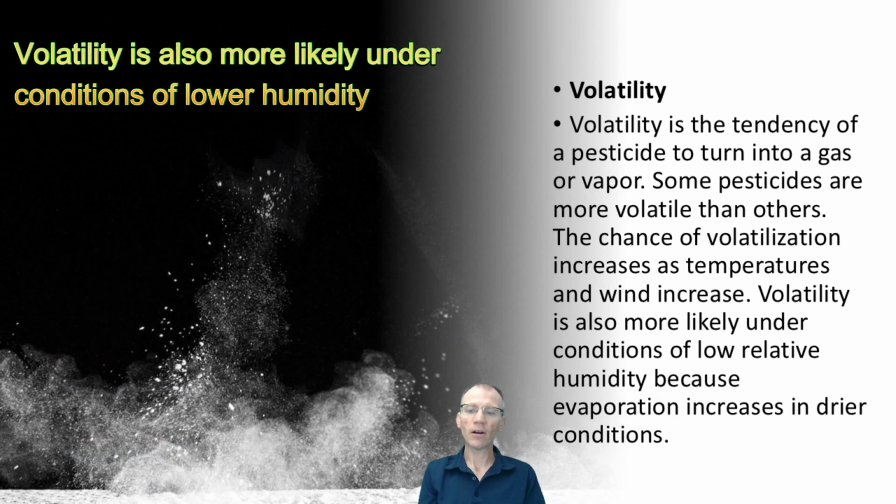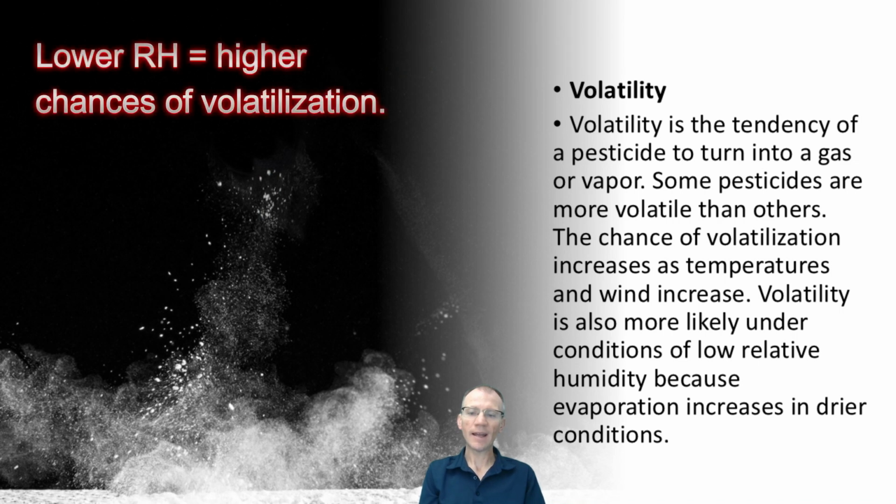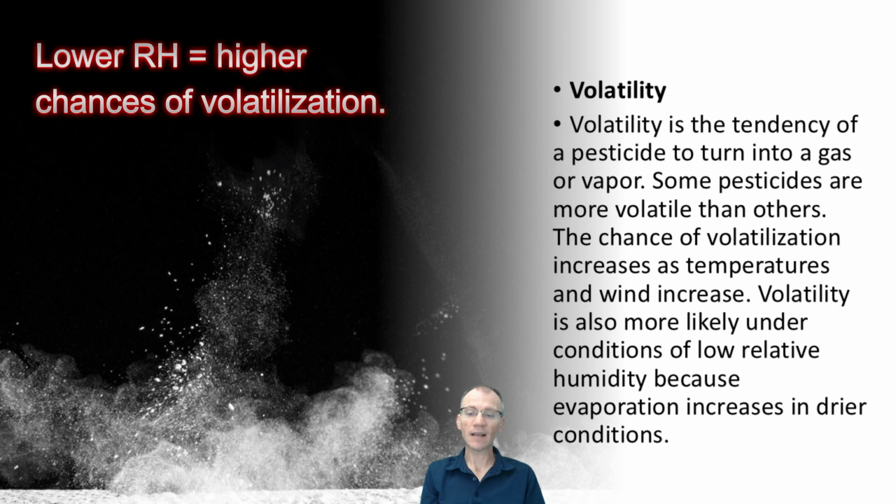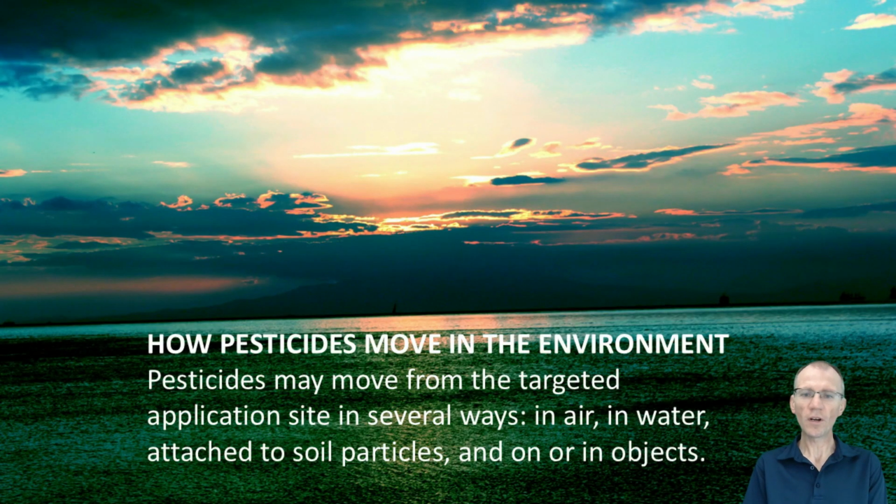That drier air is going to cause evaporation, kind of like a lake in the desert, right? When it gets really hot and dry, that water just continues to evaporate, and that's why we don't have a lot of lakes in deserts, because that evaporation just pulls the water up into the air. And it's no different with the pesticide. Those mixtures are the same way. As the heat increases and the humidity gets lower, it's just going to volatilize or vaporize up into the air a little easier. In our next section, we're going to look at how pesticides move in the environment.